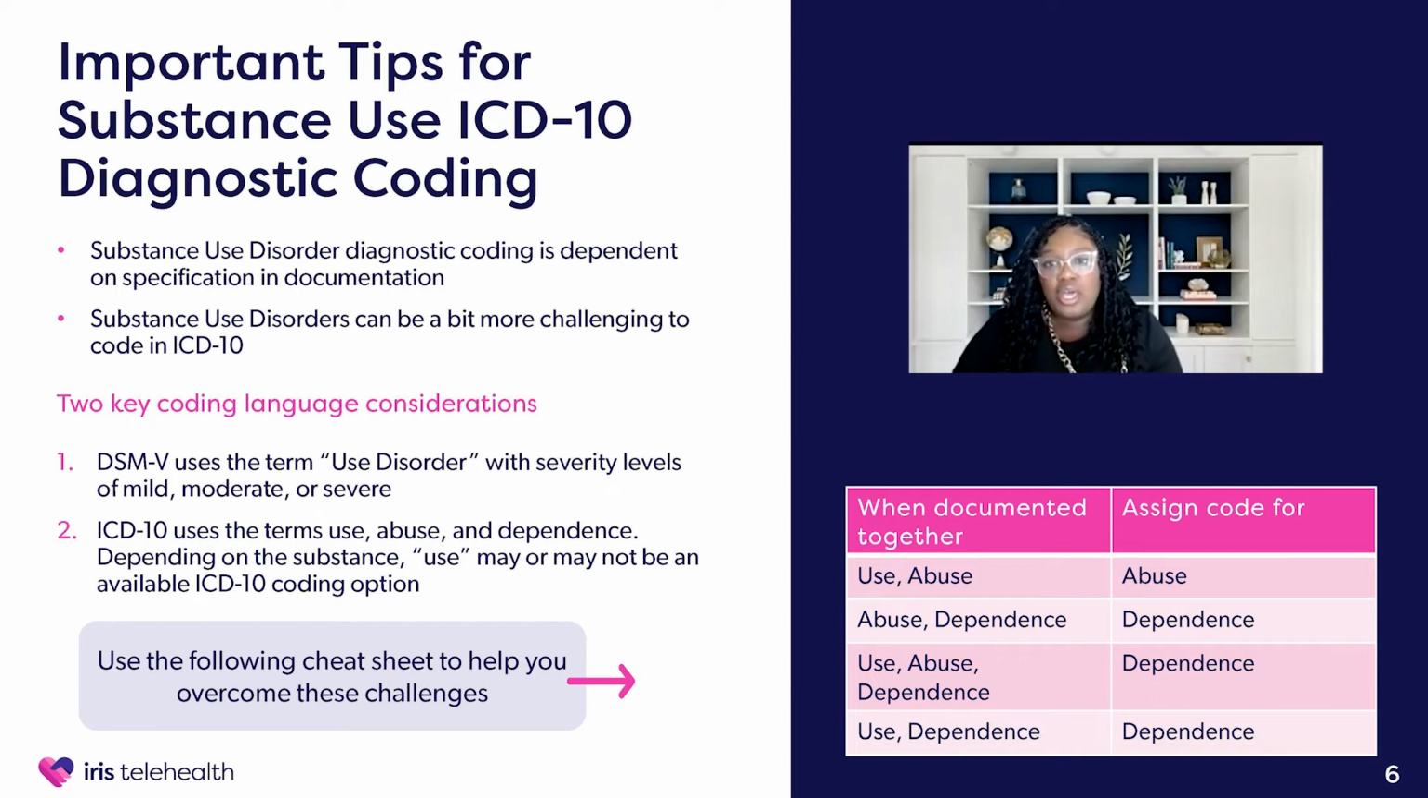And again, basically, it all maps to the highest severity level when there's dual language. So unless you as the provider stick to that one thing, being abuse, abuse, abuse throughout the documentation as you're seeing this patient, then the coder or yourself, if you end up using dependence, you will end up coding it as this is a dependent condition. So be careful about that, because in the DSM-5, it does clearly outline the criteria for use, abuse, and dependence.